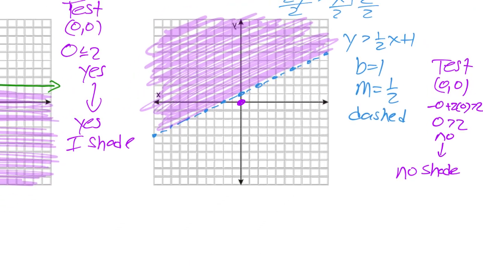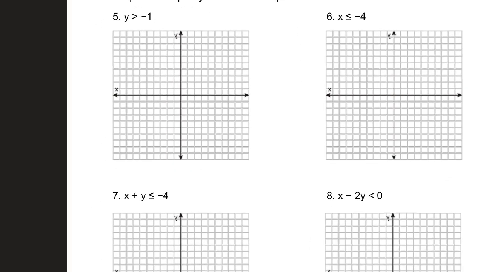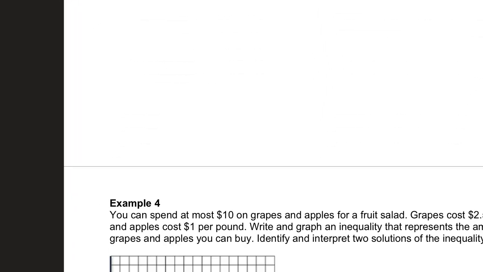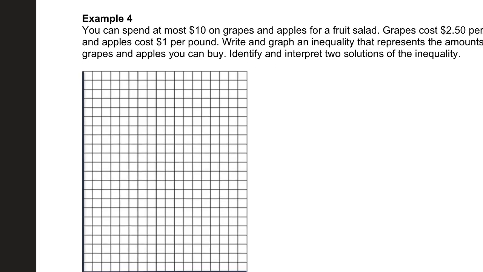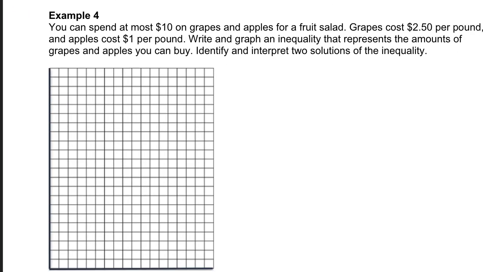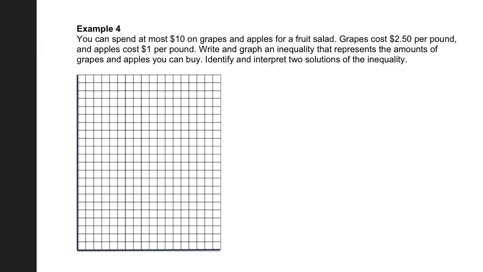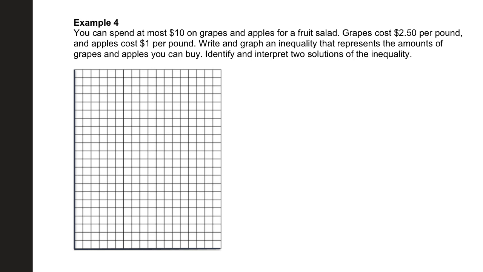All right, last but not least, I'm going to skip the on your owns that are right here. And I'm going to do the story problem. It says, at most, spend $10 on grapes and apples for a fruit salad. Grapes cost $2.50 per pound and apples cost $1 per pound. Write and graph an inequality that represents the amount of grapes and apples you can buy. This is sort of like the last story problem that we did when we were writing story problems.